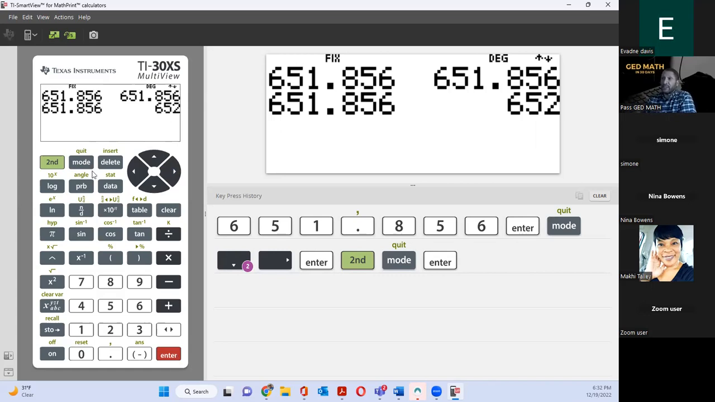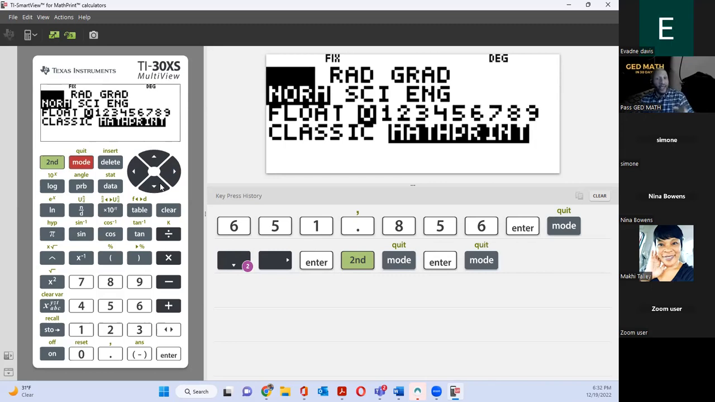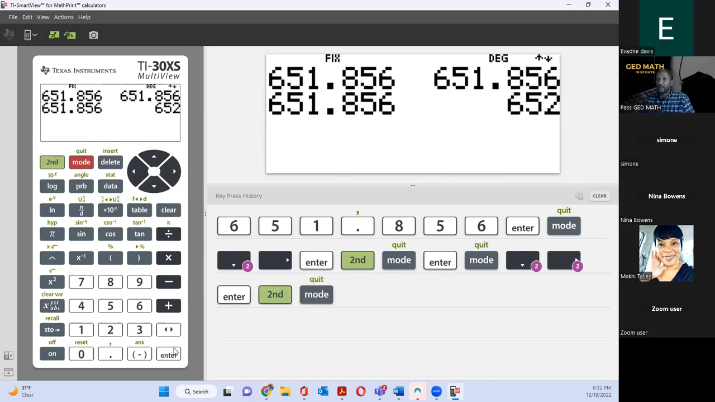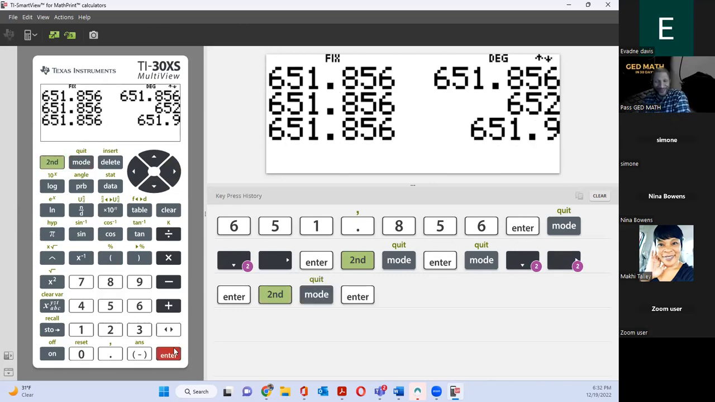Let's round off to the nearest 10th. I go to mode. If I'm in my 10th place, that's my first decimal. So I go down to float, I go over to my 1, I press enter, I get out of this display screen and press enter. Round it off to the nearest 10th.